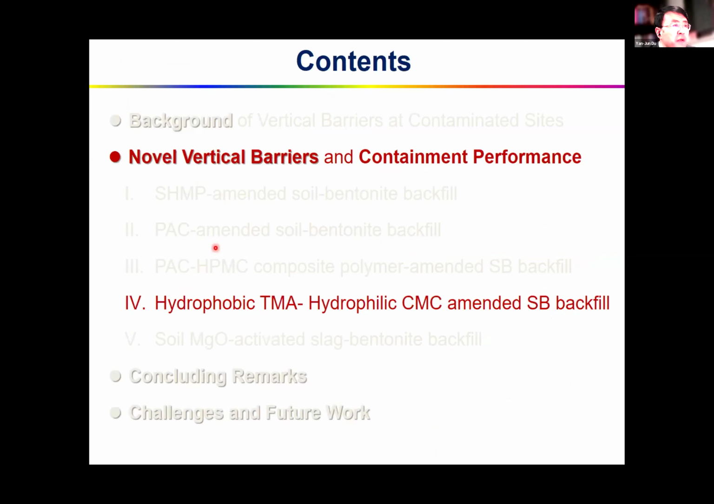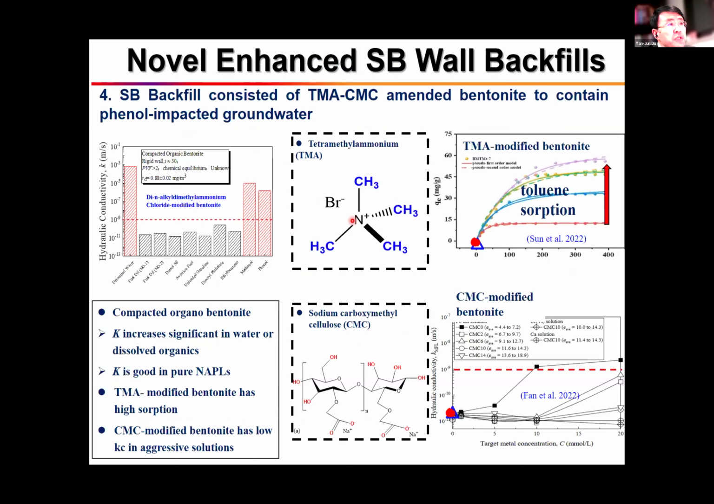Fourthly, we develop a new modified SB backfill, which is called hydrophobic TMA and hydrophilic CMC. This is a modified SB backfill. Why do we use TMA? Because TMA is hydrophobic and its adsorption against toluene is relatively high. Why do we use CMC? Because the CMC modified bentonite has very good chemical compatibility when exposed to heavy metals.